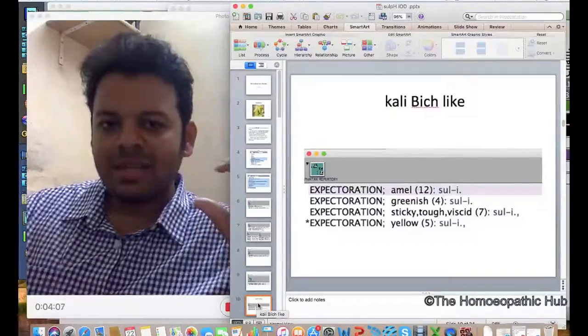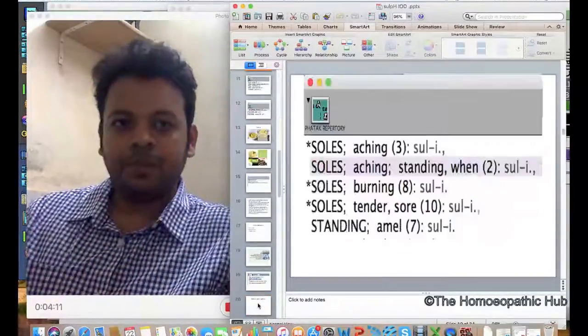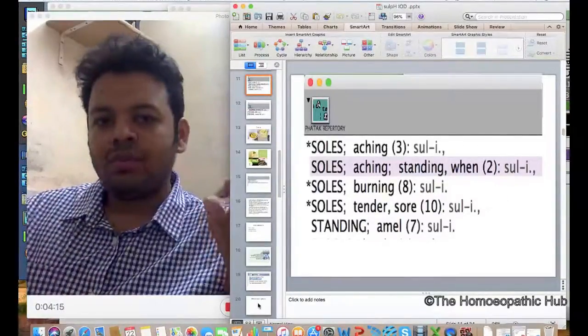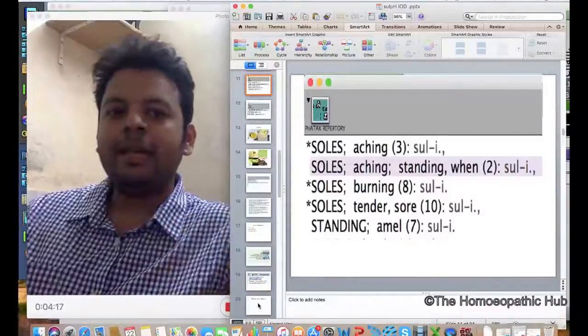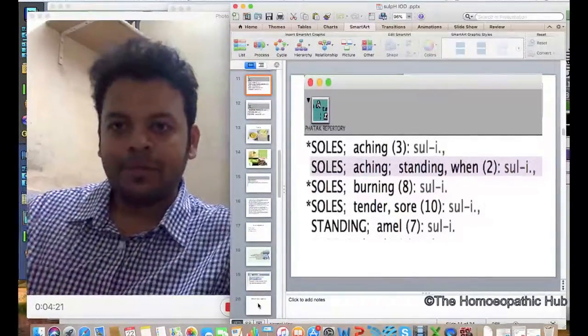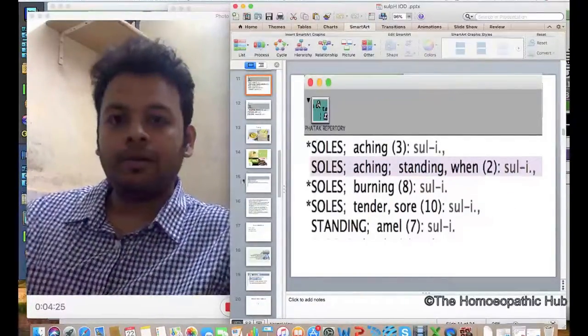It has symptoms like Kali bich, which are yellow, thick, greenish mucus, ameliorated, but a hot patient. It also has the most painful, sore, aching, painful, tender soles, which is the other remedy in it. Squilla, remember Squilla, but standing ameliorates.